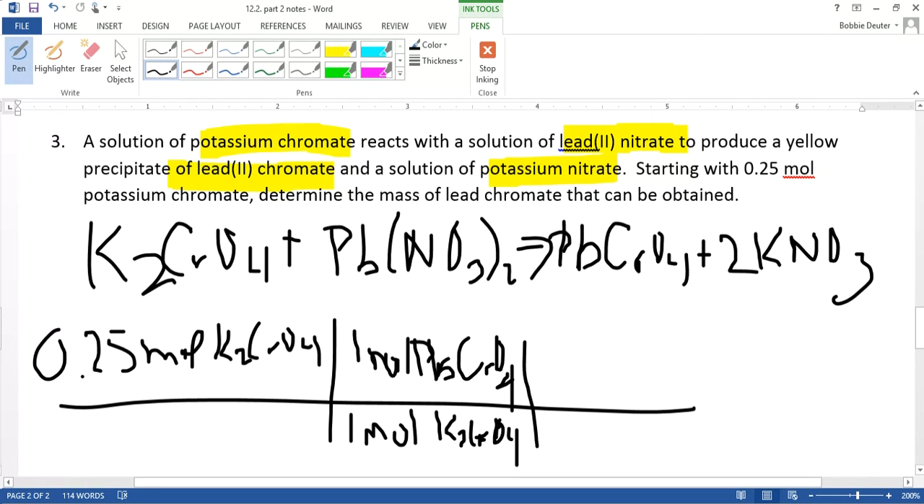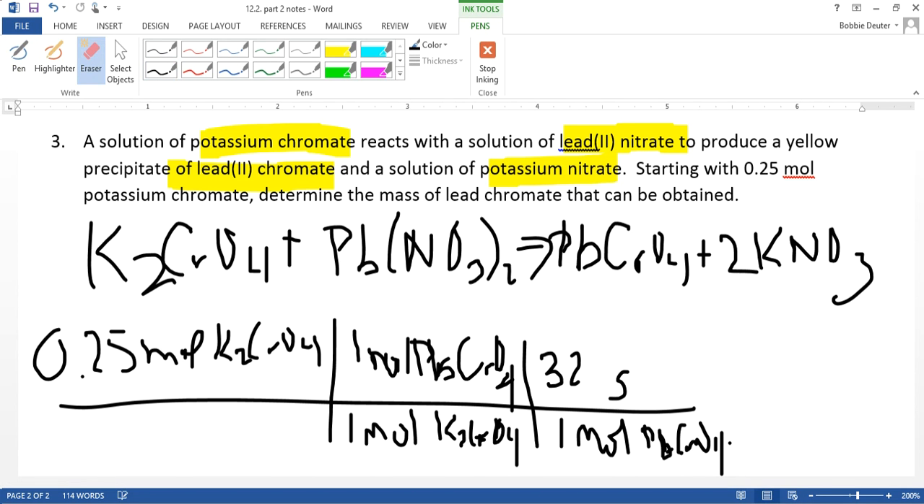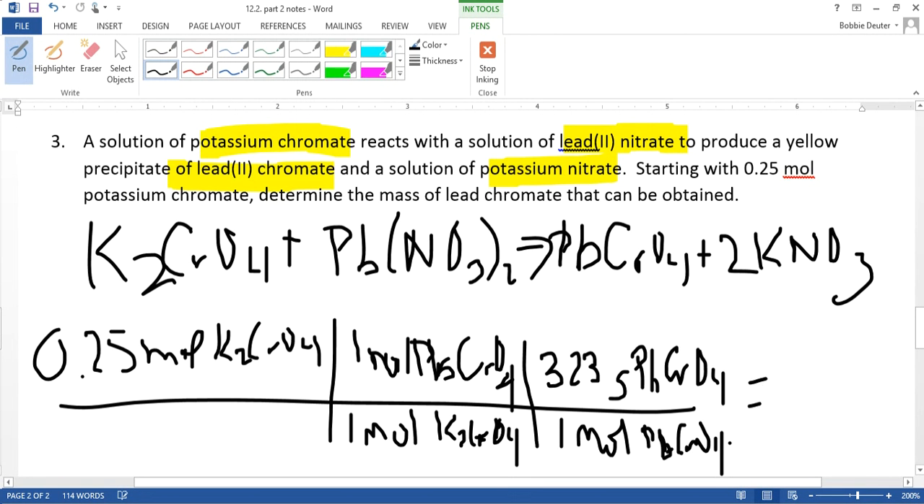So now that we have that, all we have to do now is go to grams. So we know 1 mole, because it's grams per mole for molar mass, of PbCrO4 is equal to 323 grams of PbCrO4. We solve for that. You get 80.75 grams of lead chromate.